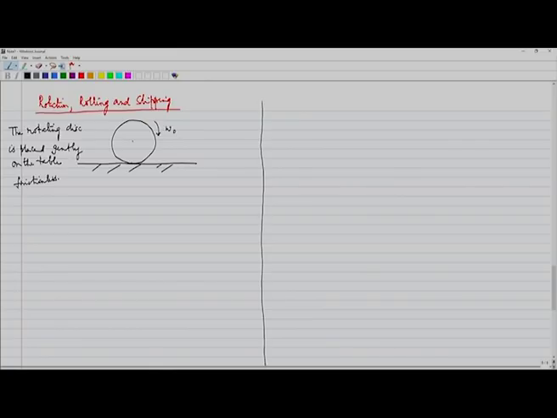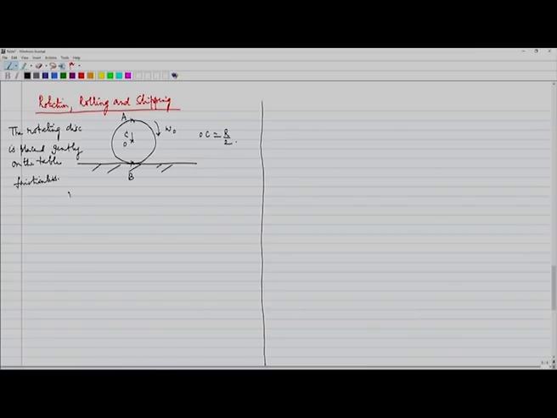Now I will consider this point as A, this point as B, and some point here which is C from the center. Let us say that OC is equal to R by 2.